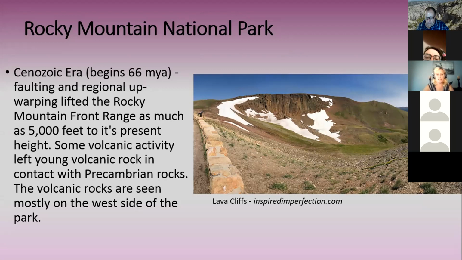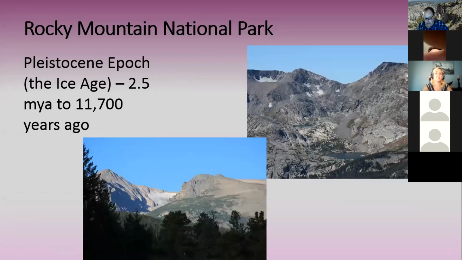The volcanic rocks are seen mostly on the west side of the park, and this is an example. It's known as Lava Cliffs in the park. And then Mother Nature got real. If you were here for the vacation spots talk, you heard me talk about Rocky Mountain National Park and all the glacier features. Approximately, I think it was three-quarters of the park was covered by glaciers during this time.